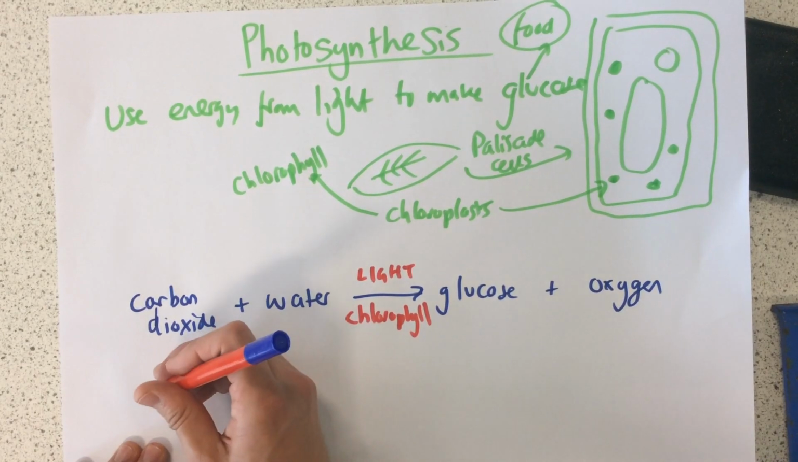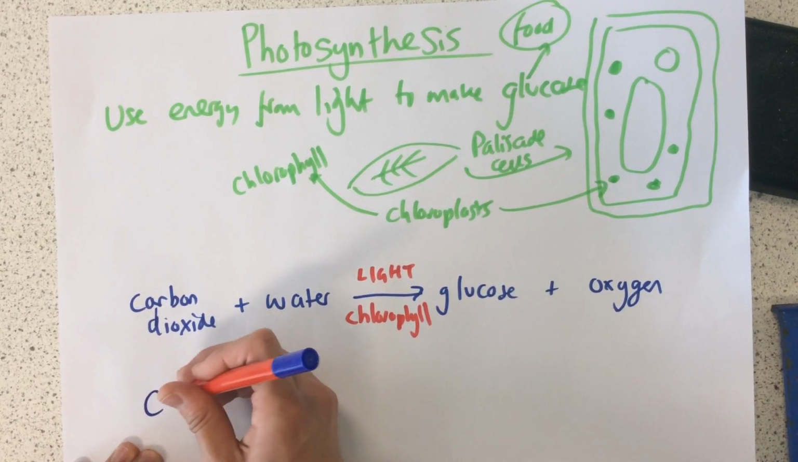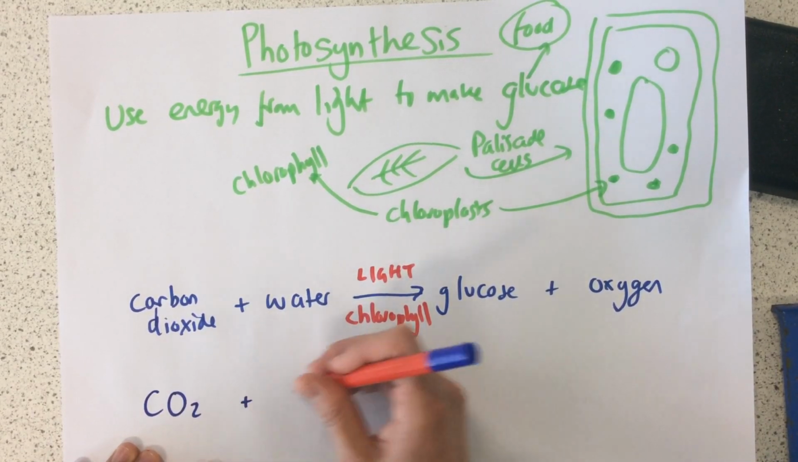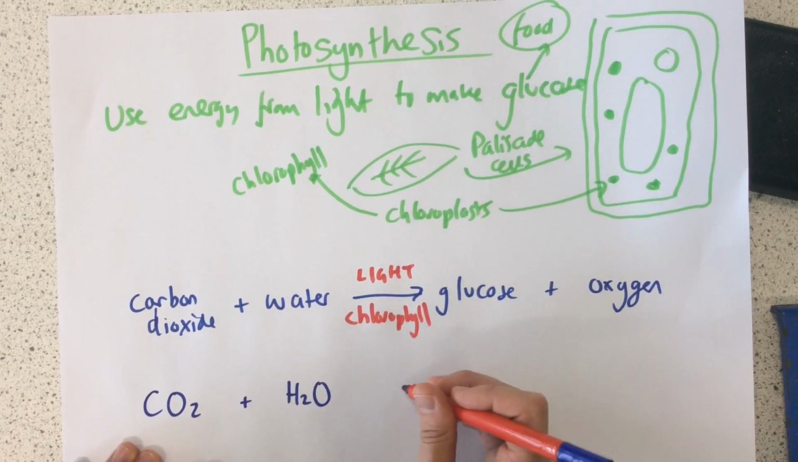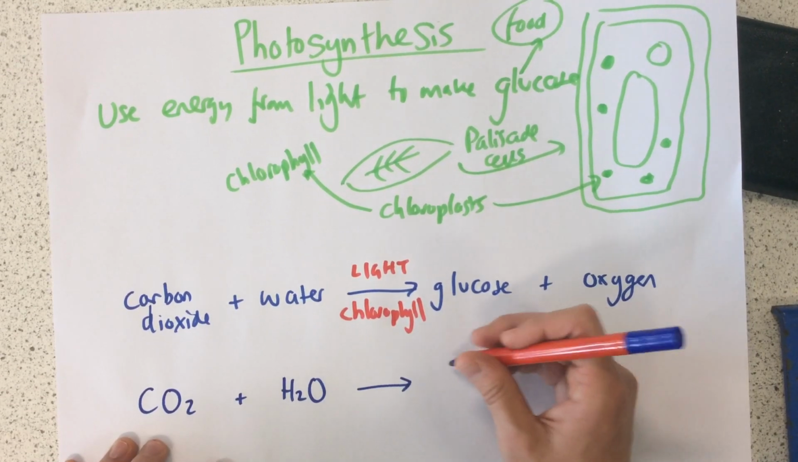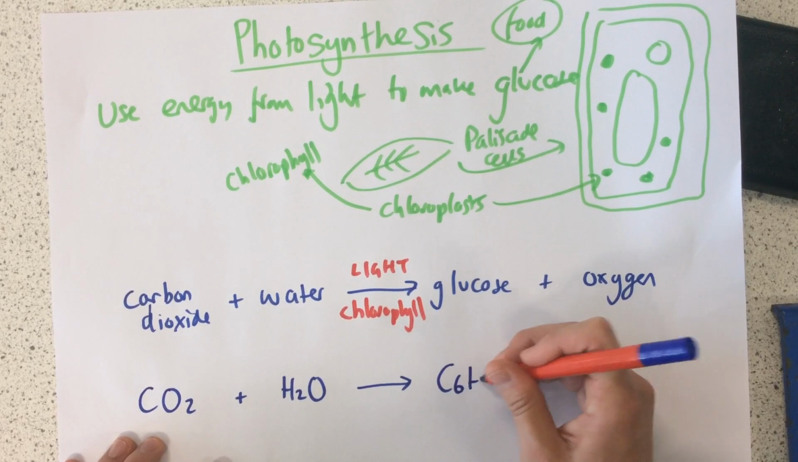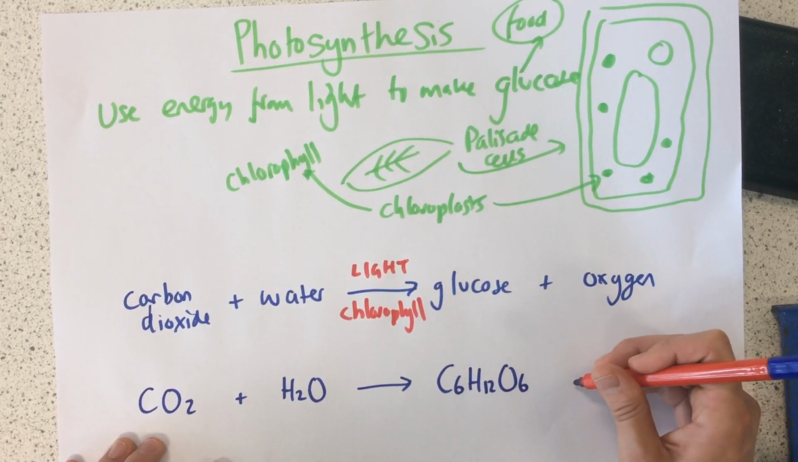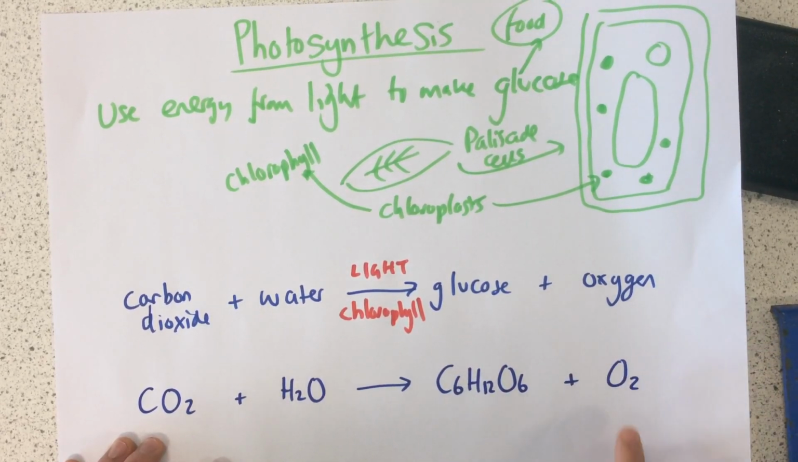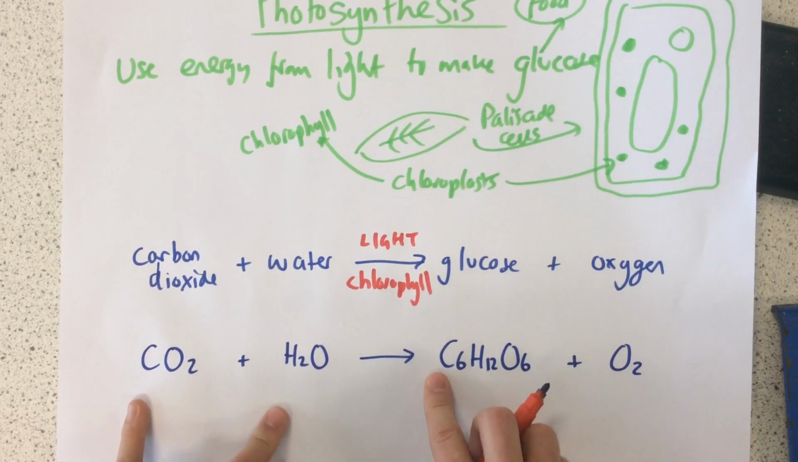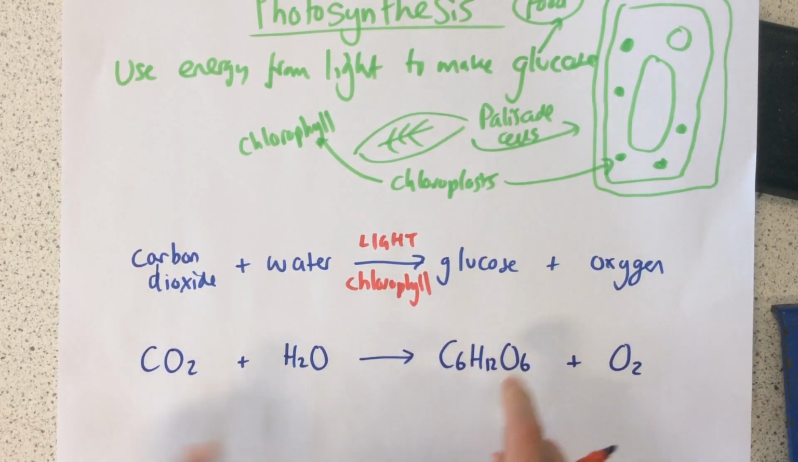So let's see the symbol equation right here. So it's CO2 plus H2O. Hopefully we should know these symbols here. Now glucose is the only one we might not be comfortable with. It's C6H12O6 and oxygen is O2. And we should know those. So glucose is the only one we're really going to have to make sure we can remember.